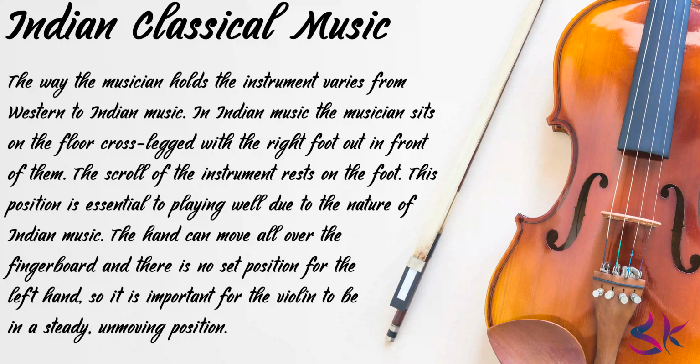The way the musician holds the instrument varies from Western to Indian music. In Indian music, the musician sits on the floor cross-legged with the right foot out in front of them. The scroll of the instrument rests on the foot. This position is essential to play well due to the nature of Indian music. The hand can move all over the fingerboard and there is no set position for the left hand. So, it is important for the violin to be in a steady, unmoving position.